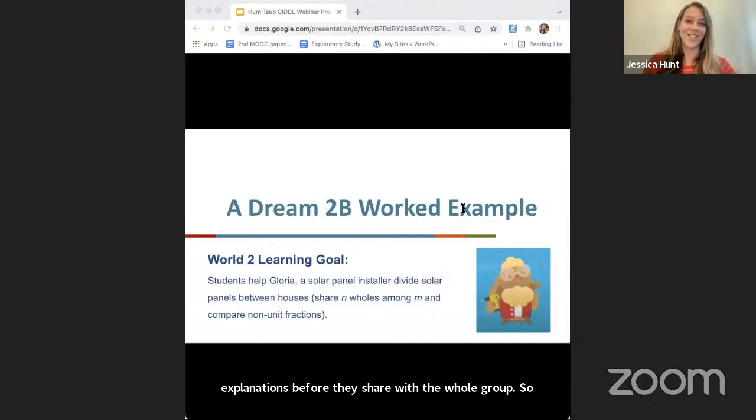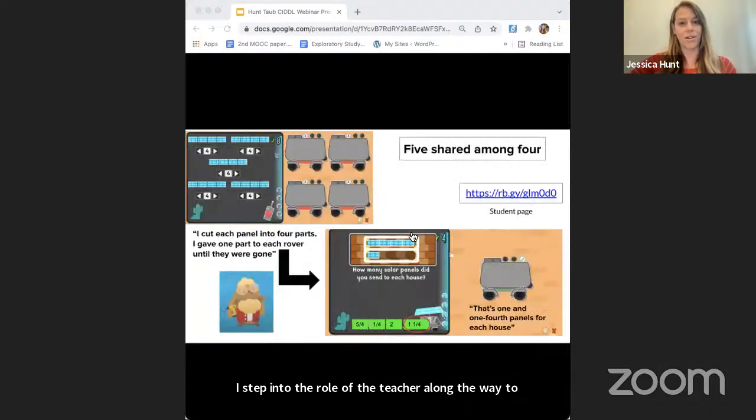So in the PD, the teachers are actually stepping into the role of the students so that they can get a sense of what their students are actually experiencing in the curriculum. I step into the role of the teacher along the way to model the routine of a worked example so that teachers can see that part as well. So again, these are slides from our actual PD materials. This one's showing a worked example in World 2, the solar installer world. And here, Gloria, the solar panel installer, is sharing 5 panels among 4 houses, like you saw in the video.